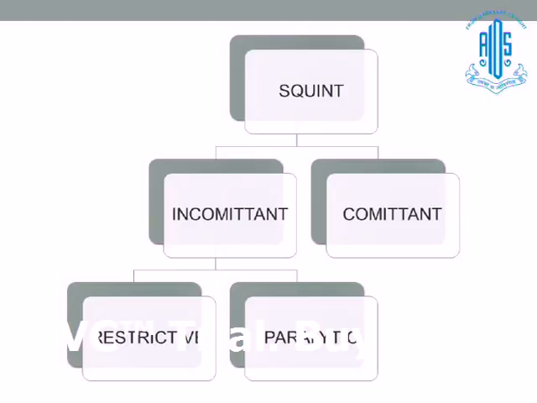So comitant squint means the angle of squint is the same in all directions of gaze. And incomitant means the angle varies because one eye does not move very freely. Because one eye does not move very freely, the angle of squint between the two eyes changes. It varies from position to position. This restriction of movement may be due to paralysis of any muscle or may be restrictive like in Duane's. So classic examples would be sixth nerve versus Duane's where abduction is affected.